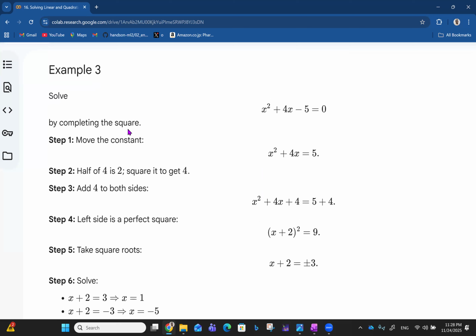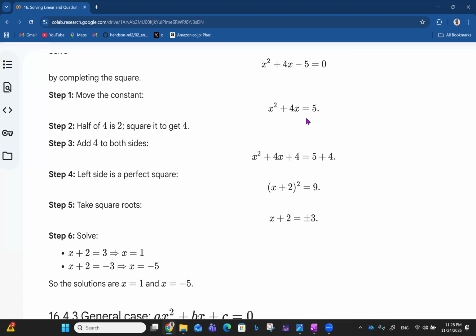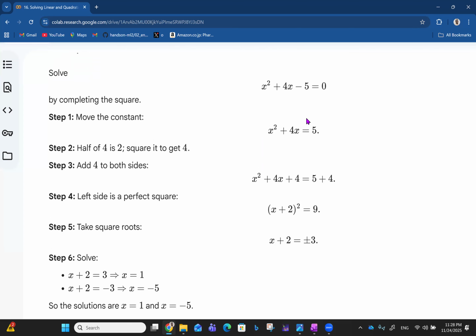So example 3, you want to solve for x squared plus 4x minus 5 equals 0. You want to solve for x by completing the square. So what you first of all do is move the constant. That's minus 5 becomes 5 on the right-hand side. Then the coefficient of x here is 4. So take half of that 4, that is 2. Okay, and then square it.